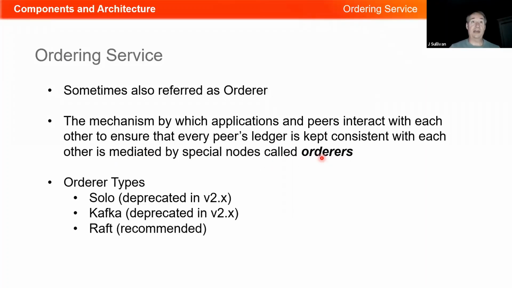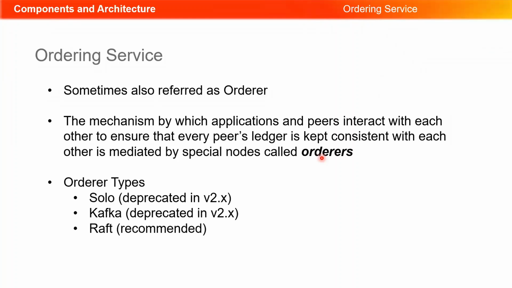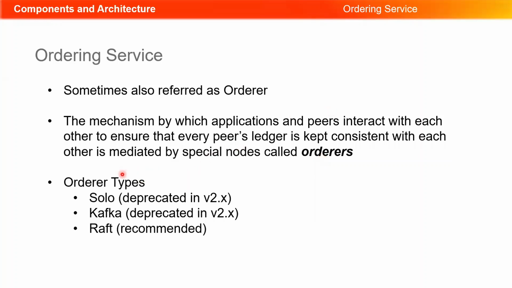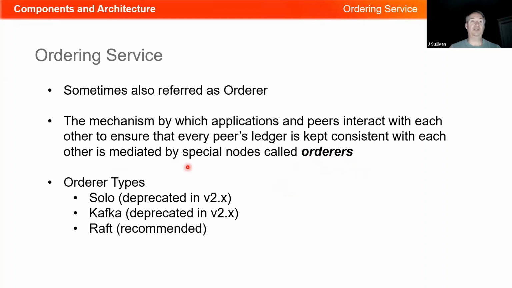Another node that makes up the network is called the orderer. So the ordering service, or the orderer, is a mechanism by which the applications and peers interact with one another. And they ensure that every peer's ledger is kept consistent. And they mediate these special nodes, and they run a messaging service. Kafka, which it says here has been, as of version 2, deprecated. I'm surprised to see that.